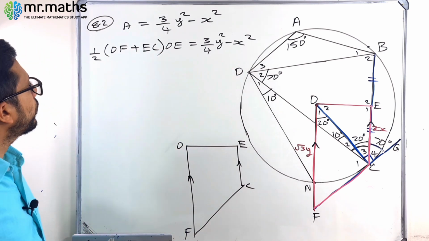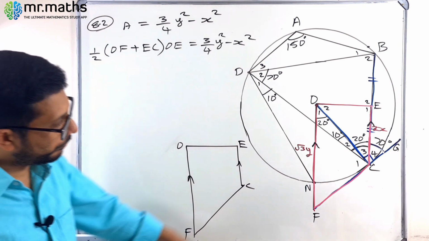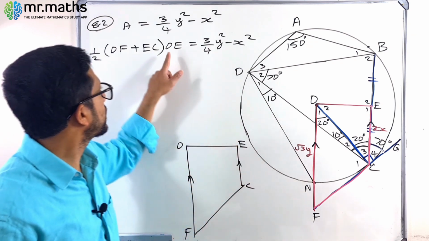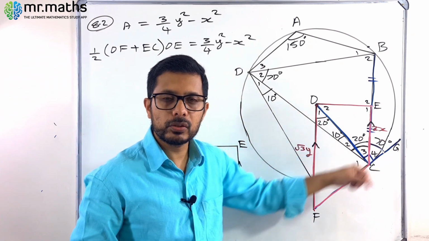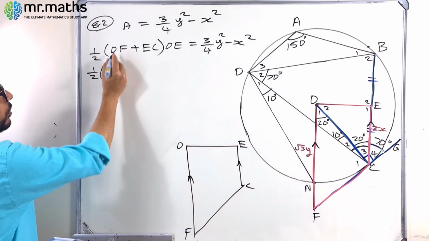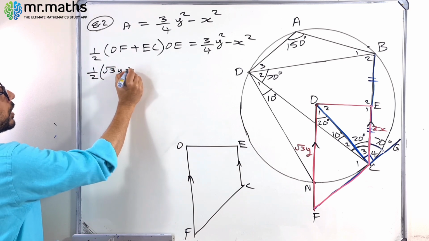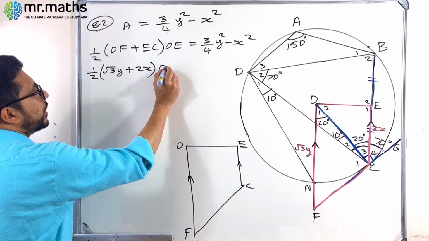Now what is this OF? OF is given as root 3y. And what is EC? EC is given in the question as 2x. So we can substitute those values. So it is half into OF, which is root 3y, as given in the question, plus EC, which is 2x. It is given. Okay. And OE.